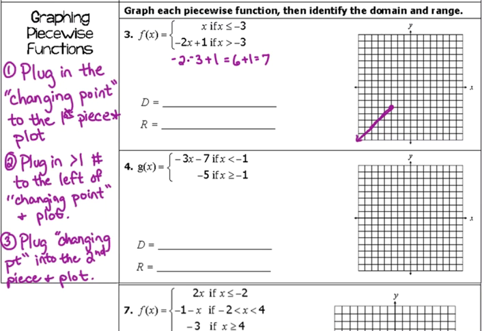So we plot the point negative 3, 7, but it didn't say that it was equal to negative 3. So we're not going to put a point, we're going to put an open circle. So x equals negative 3, y equals 7. We're going to put an open point. I know it's kind of hard to tell here with mine. My point here is a little thick.